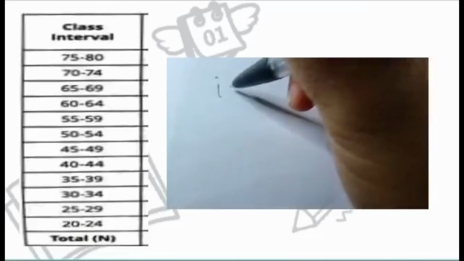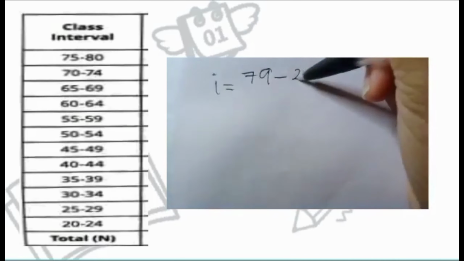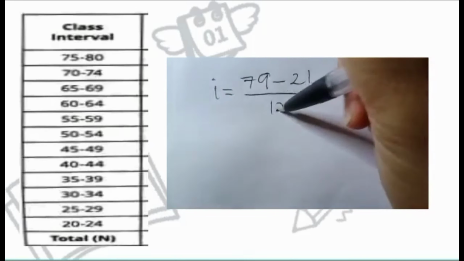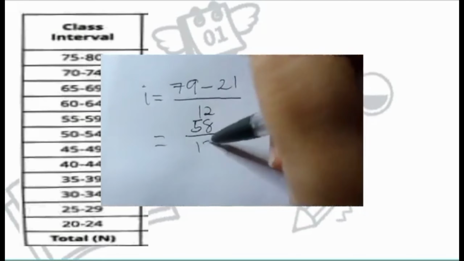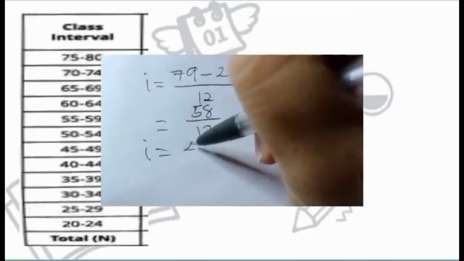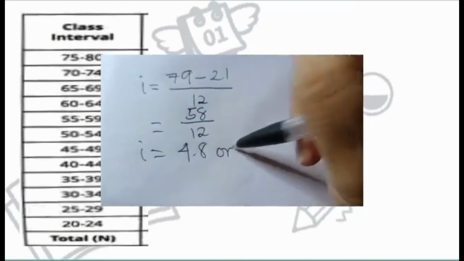Babalik tayo sa table ng frequency distribution of test score at hahanapin natin ang highest test score which is 79. Tapos, hahanapin naman natin ang lowest test score na 21. I-divide natin ito sa number of classes which is 12. So, 79 minus 21 is equal to 58. 58 divided by 12 is equal to 4.8, or rounded up into 5 because dapat naka-rounded up always.